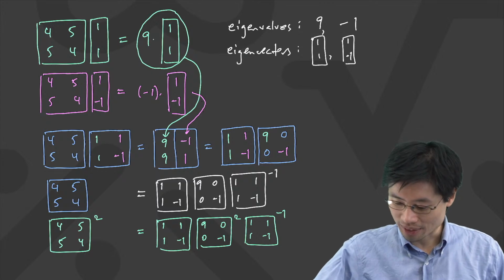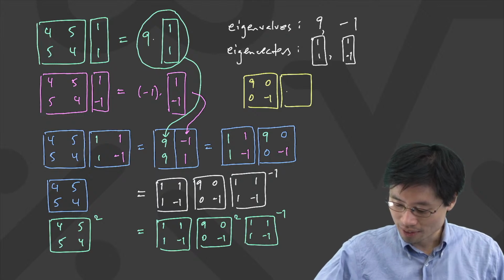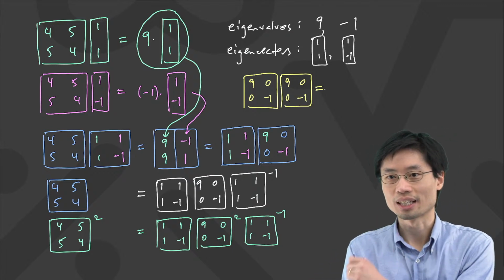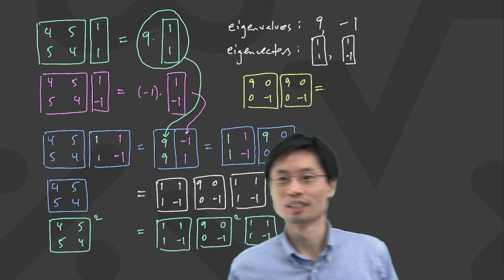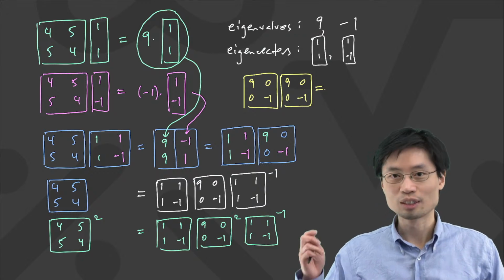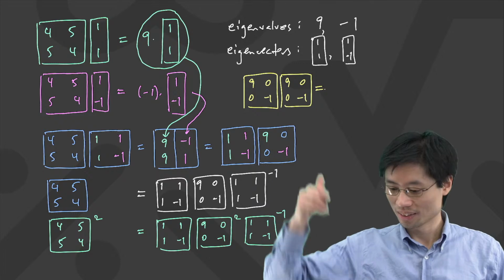If I had a matrix like 9, 0, 0, minus 1, and I multiply it by itself, 9, 0, 0, minus 1, what happens? Christopher. Yeah, so when you square, or in general just take the power of a diagonal matrix, you just raise all those terms on the diagonal to that power.